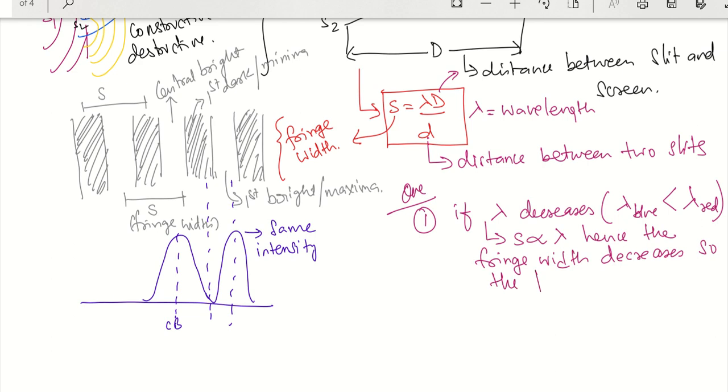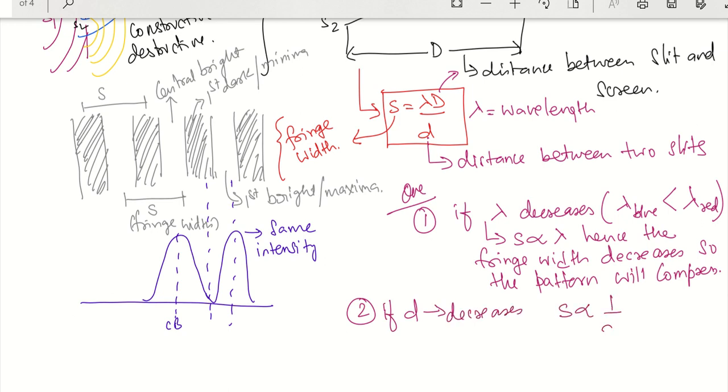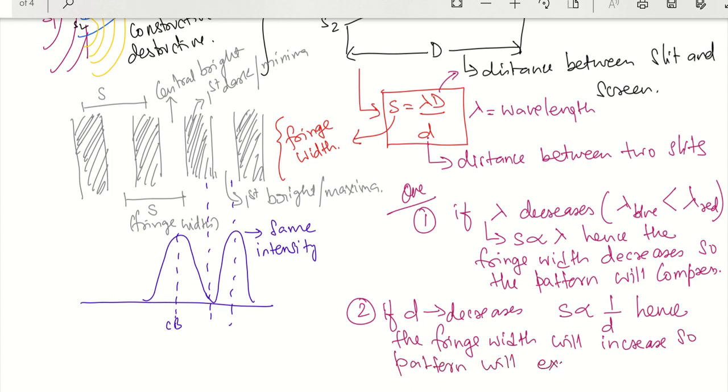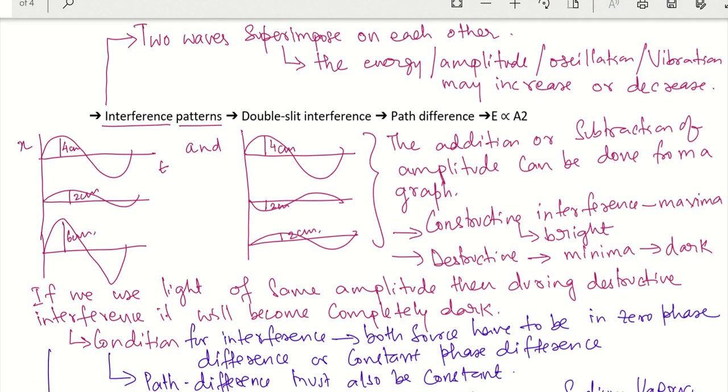So the pattern will compress. Right? What happens if D decreases? Your S is inversely proportional to d. Hence, the fringe width will increase. So the pattern will expand. Okay. So this is about your double slit.